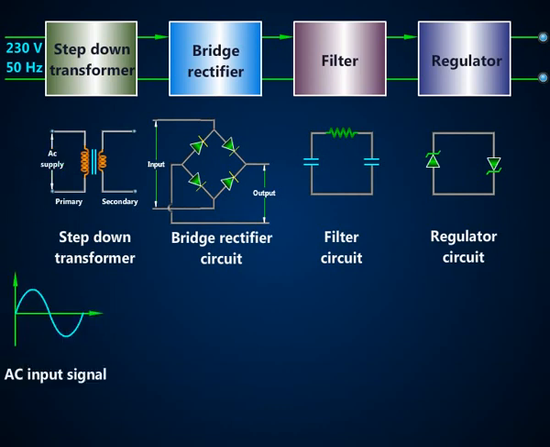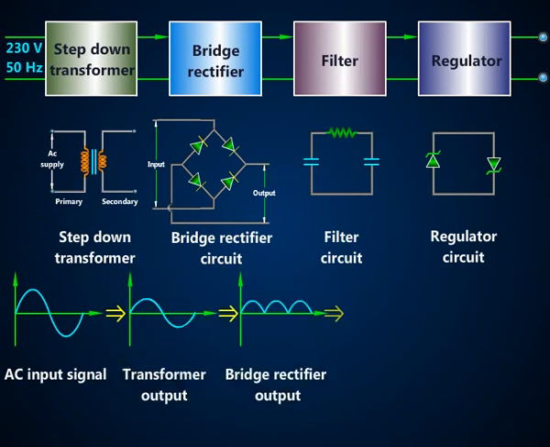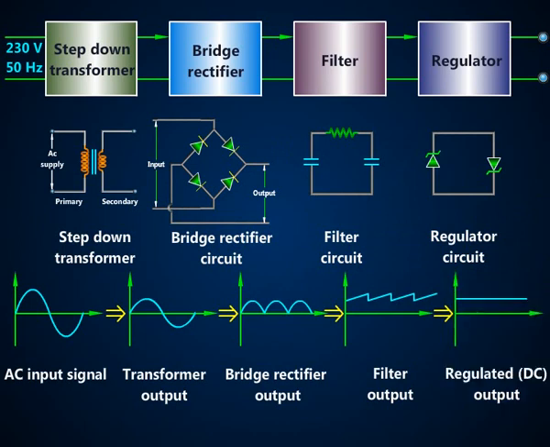An AC input is given to the step-down transformer. The signal is rectified by the bridge rectifier circuit, the filter circuit removes the ripple component, and the regulator circuit gives the regulated DC signal as output. Thus, the regulated, that is constant, DC output is obtained from the DC power supply. The input and output waveforms of different circuits are shown here.